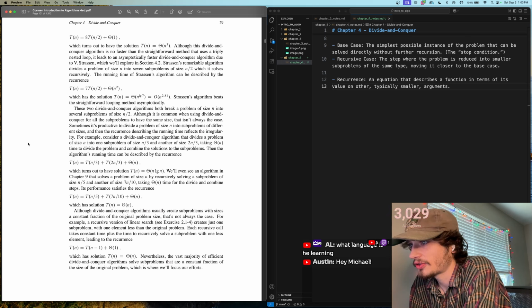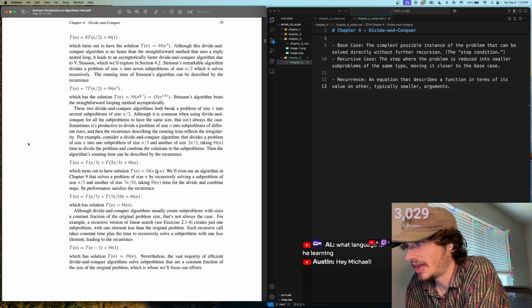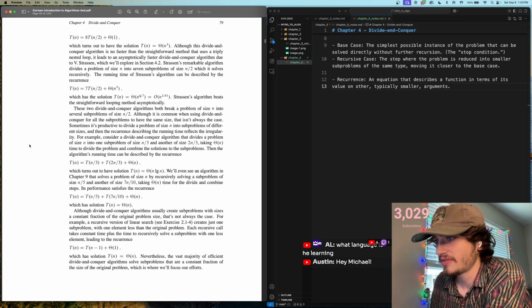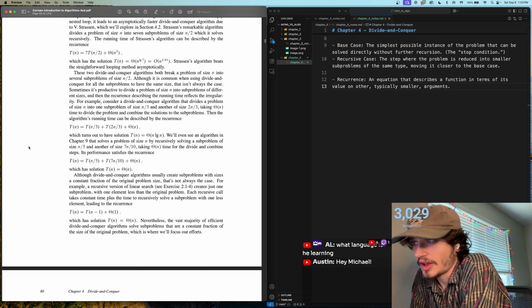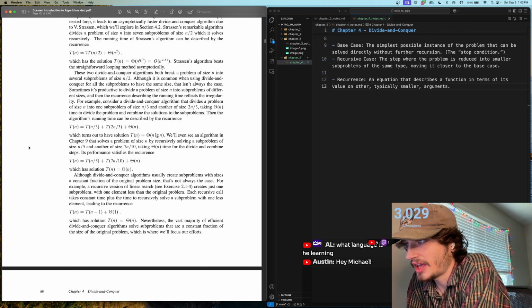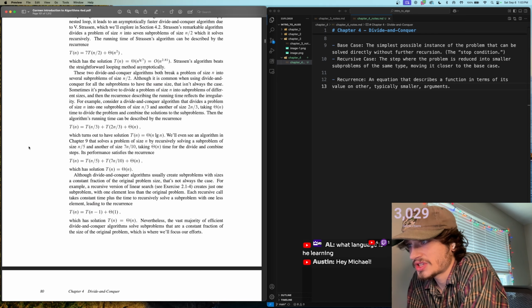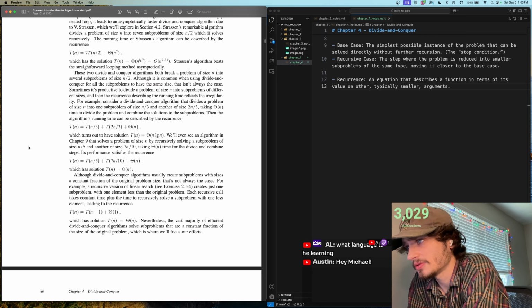We'll see an algorithm in chapter 9 that solves a problem of size n by recursively solving a subproblem of size n over 5 and another of size 7n over 10, taking Θ(n) time for the divide and combine steps. Its performance satisfies the recurrence T(n) = T(n/5) + T(7n/10) + Θ(n), which has solution T(n) = Θ(n).